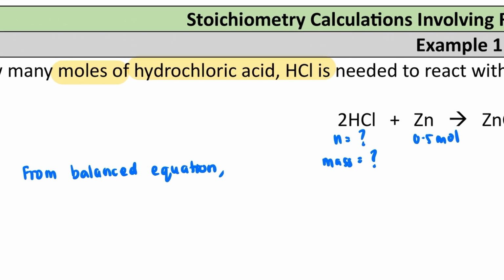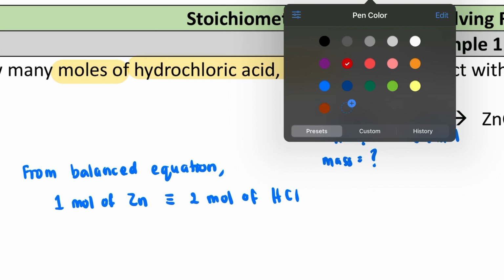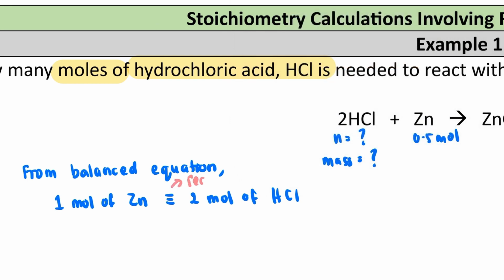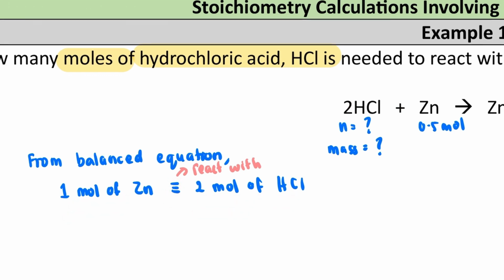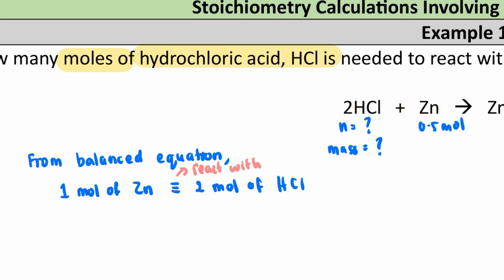From the balanced equation given here, 1 mole of zinc will react with 2 mole of HCl. Over here I do not write "will react with"; instead I just write the equivalence symbol like this. But you can also write "react with" here, depending on the reaction. In this case, since it is reactant with reactant, it means 1 mole of zinc reacts with 2 mole of HCl. Where do I get this from? I get it from the stoichiometric coefficient: in front of zinc it is 1, and for HCl in front it is 2.